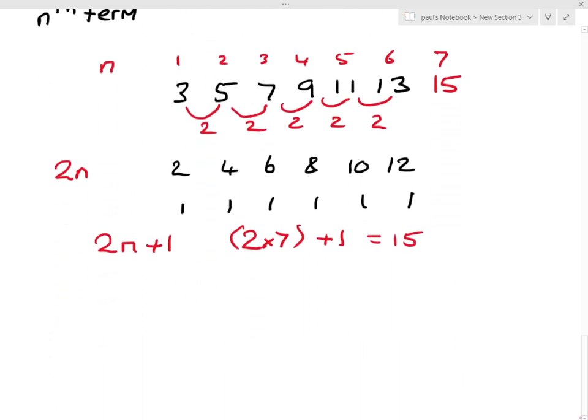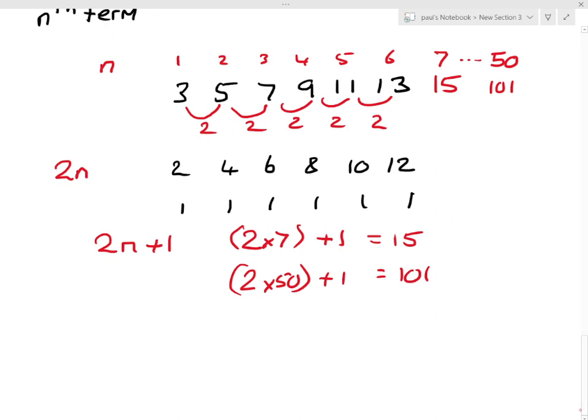Now, if we wanted to find the 50th number in the sequence, we'd go 2 times 50 plus 1 is equal to 101. 101 will be the 50th number in the sequence. So we can find anything.